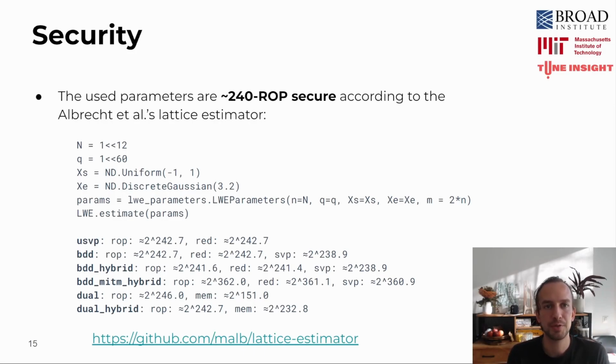We checked their security using Martin Albrecht's lattice estimator, and it turned out that the results were quite high, with an estimated security of about 2^40 ring operations. Very good news, which puts us well above the security target of 128 bits.